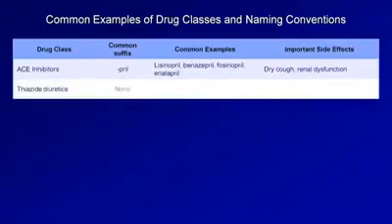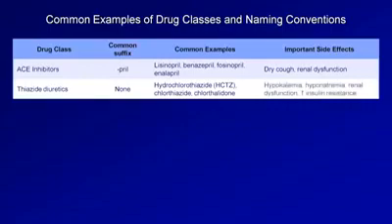Thiazide diuretics have no common suffix, but there are only a couple to remember, all with similar sounding names: hydrochlorothiazide, chlorothiazide, and chlorthalidone. Side effects include hypokalemia, hyponatremia, renal dysfunction, and a modest increase in insulin resistance. That means it can make type 2 diabetes just a little bit worse.